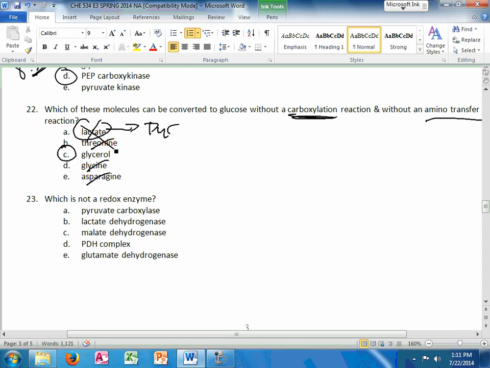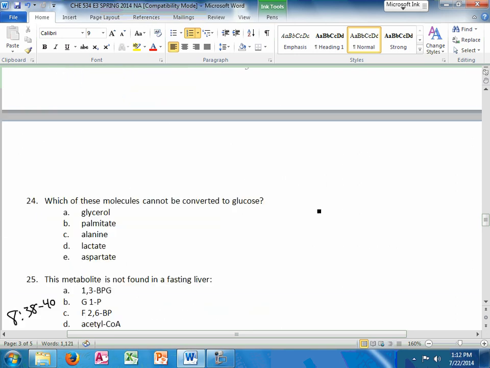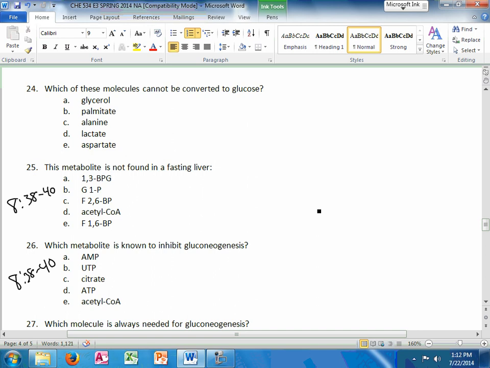Next question, not a redox enzyme. Hopefully if you didn't know any of these, dehydrogenases are all redox. This is the different one. That's enzyme class 6, a ligase reaction. The other thing, I don't think he asked about it in this test, but he likes to make sure you know it's biotin dependent. These molecules cannot be converted to glucose. We've seen all of these amino acids, and the lactate and glycerol. Palmitate is just a fatty acid, so that can be converted directly into energy. You wouldn't need to turn it back into glucose.